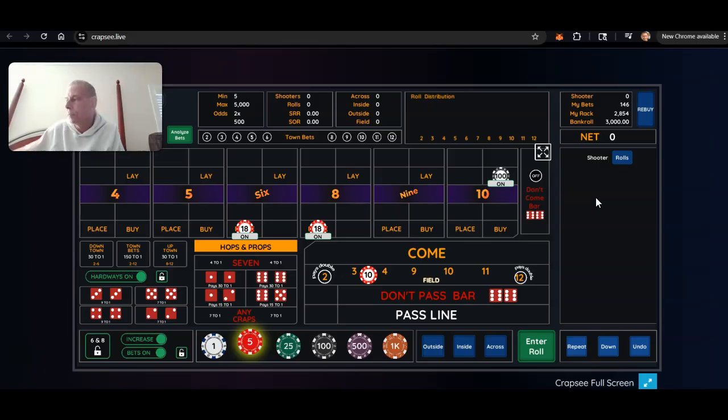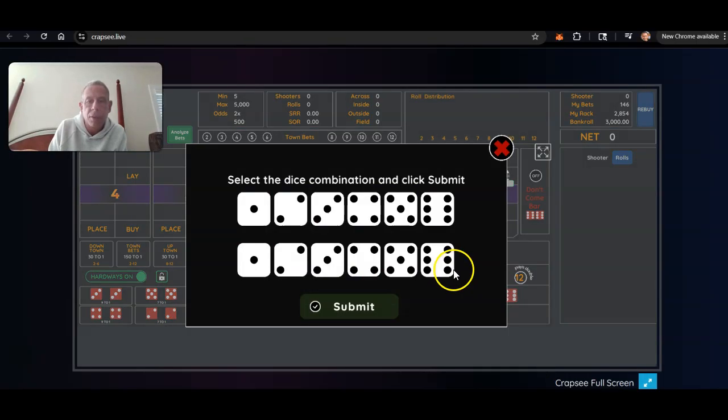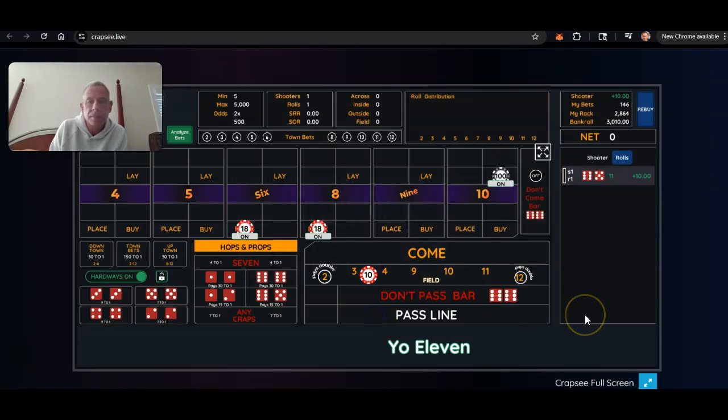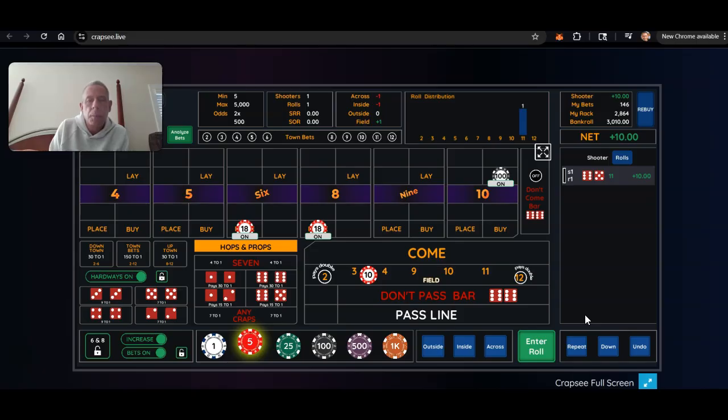So here we go. That is an 11, which is going to win in the field. Yo, 11. So basically, it won $10. What they're basically saying is that you're going to be reducing the lay bet. So let's go ahead and reduce this lay bet down again.